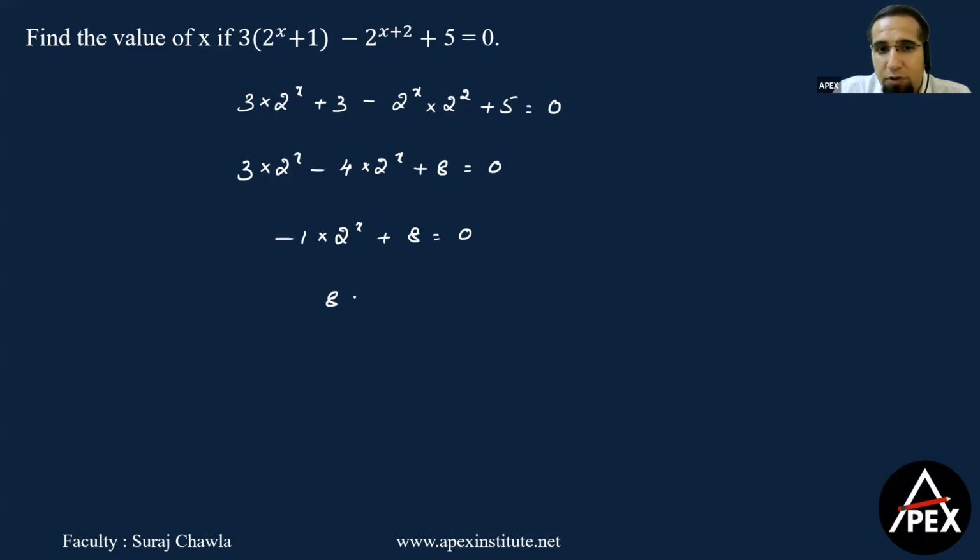Or if I transpose, I get 8 is equal to 2 to the power x. Now that 8 is nothing but 2 cubed, so I can write this as 2 cube is equal to 2 to the power x, or I can have the value of x is equal to 3. So all we try to see is in how many ways can we simplify the values given to us and bring them in the form where the bases are common. If the bases are common, we can equate the powers and get our final values.